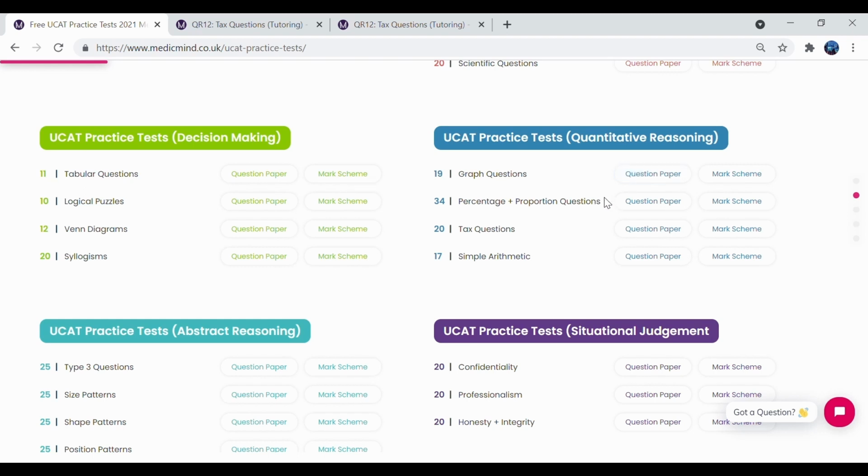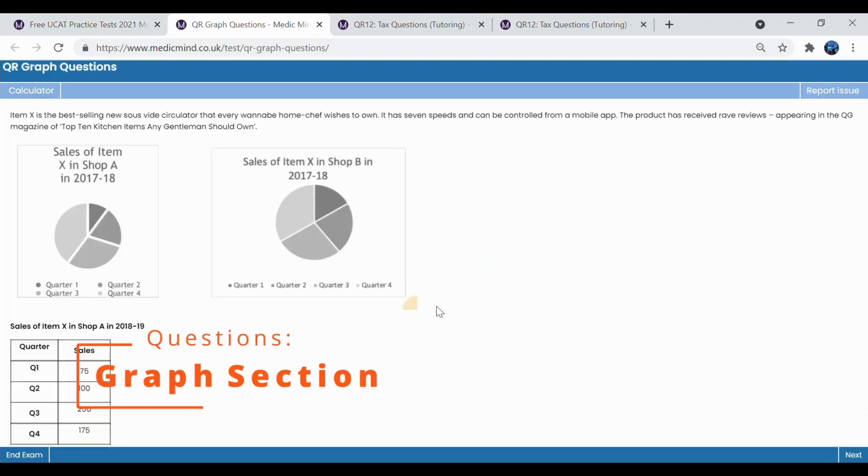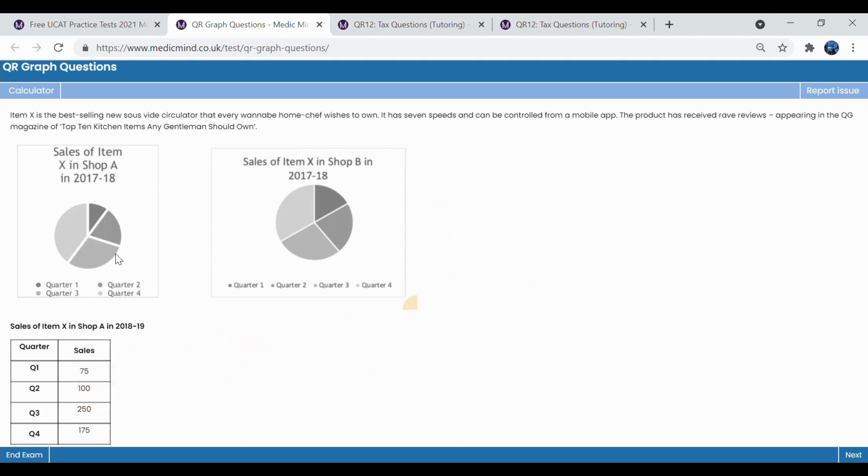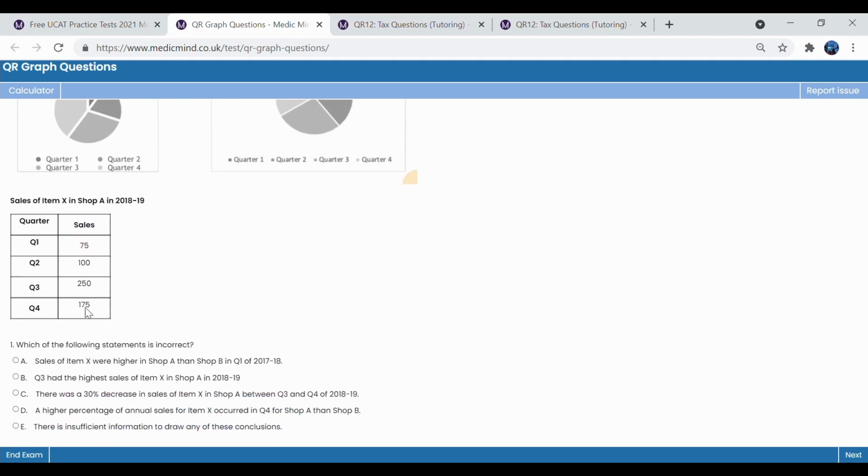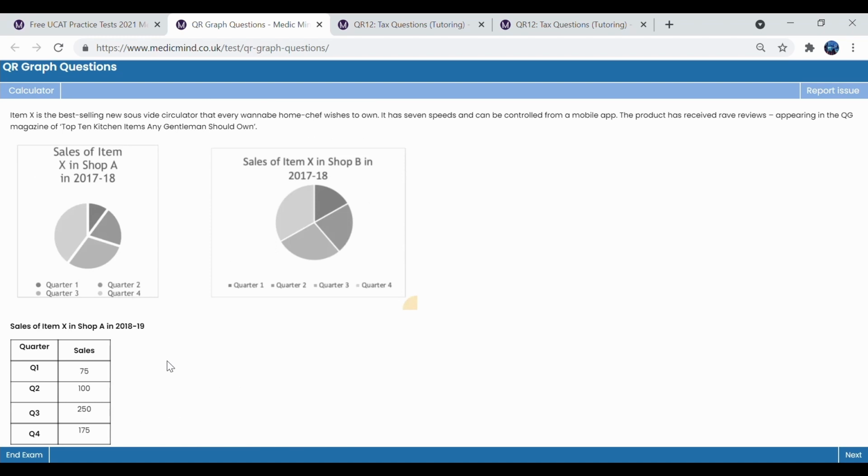Percentage proportion questions are somewhat hard, but this usually comes up in graph questions, so we can have a look at this. Okay, again, this is for more time, and as I was saying, there are some pie charts already here and some tables. So the question: which of the following statements is incorrect? This is one of the questions where, rather than reading the question and looking at the data set, there are loads of different options, so we have to look back each time. So this will be slightly more time consuming if you were to get this.